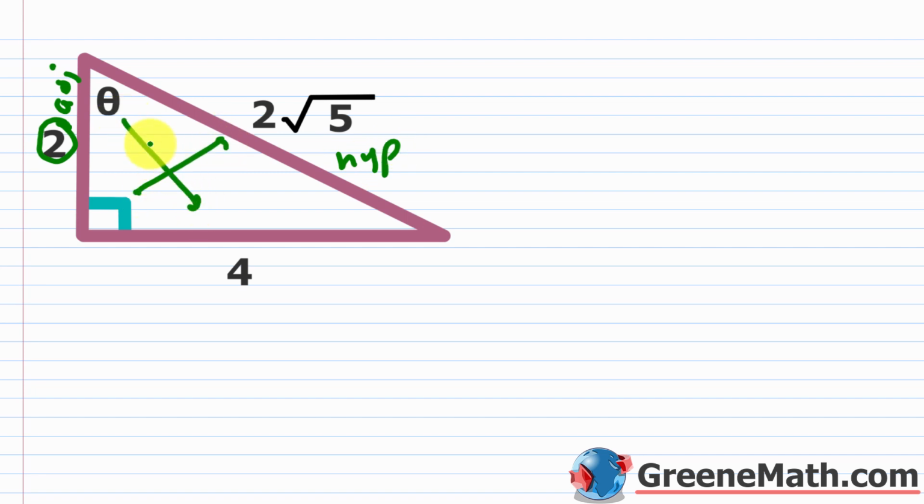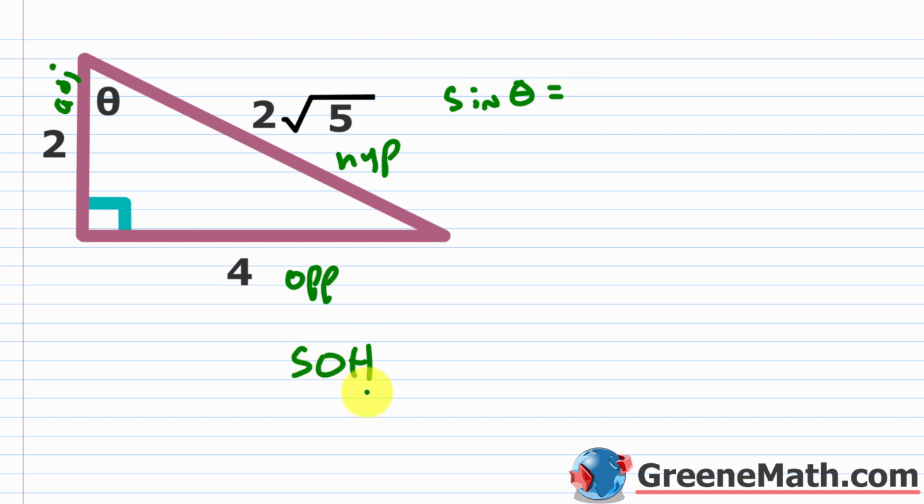And now if you look opposite of this, this is going to be this side over here. So we've got our adjacent, our hypotenuse, and our opposite. So our sine of theta, again, SOH, so sine is opposite over hypotenuse. So what's the opposite? It's 4. What's the hypotenuse? It's 2 times the square root of 5.